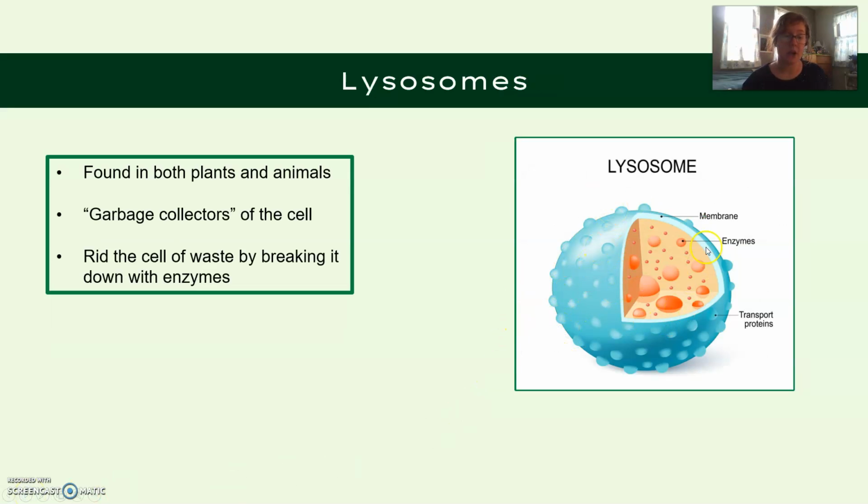And lysosomes. So lysosomes are found in both plants and animal cells, but typically they're more common in animal cells, and they're the garbage collector of the cells. And they're there to get rid of any type of waste by breaking it down with an enzyme. And these enzymes, as you can see, are found within the lysosome, and they're going to travel just throughout the cell. If they find something foreign, they will kind of engulf it and actually use the enzymes within it to break it down and then remove it from the cell. They basically just break it down into smaller pieces, but they're very useful.